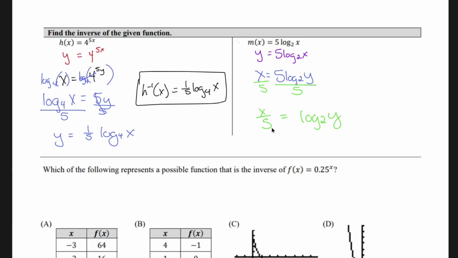I have to get rid of that base 2 there. So I'm going to base 2 both sides, and that'll cancel that out. So now I have 2 to the x over 5 equals y. I'm going to write it out as an inverse of x equals 2 to the x over 5.